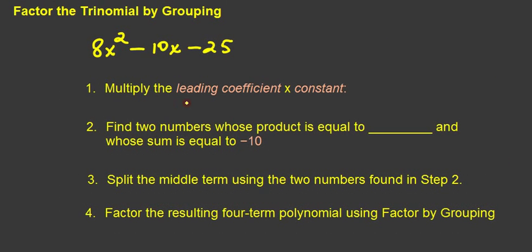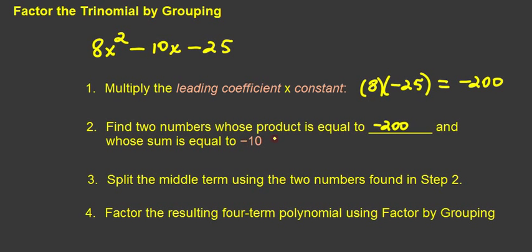What you do is you multiply the leading coefficient, which in this case is 8, times the constant, which is 25, and you take that result. So you take 8 times, it's a negative 25 actually, and we get a negative 200. So that's really the first step. The second step is you find two numbers whose product is equal to a negative 200, the number we just found, and whose sum is equal to a negative 10, the negative 10 being the middle coefficient.